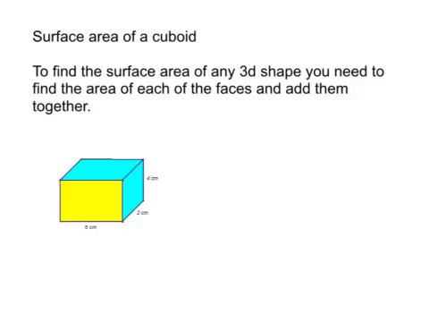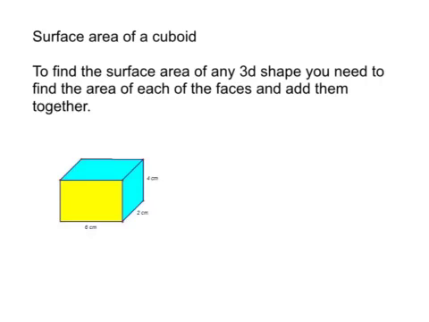To find the surface area of a cuboid. Well, to find the surface area of any 3D shape, you need to find the area of each of the faces and add them together. So if you imagine the net of the shape, how the shape looked when it was flat before it was folded, you're basically finding the area of that net.